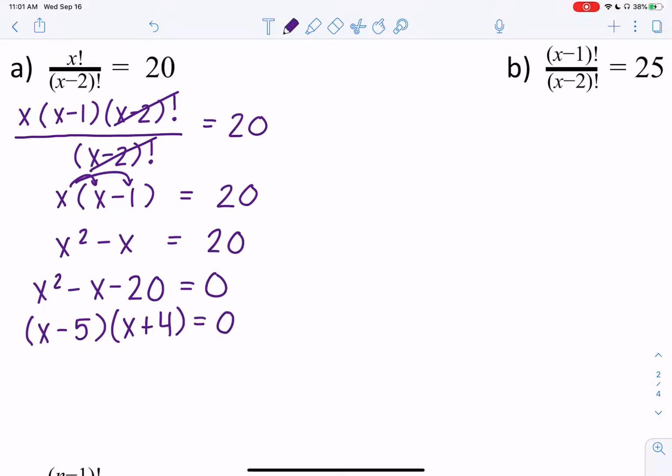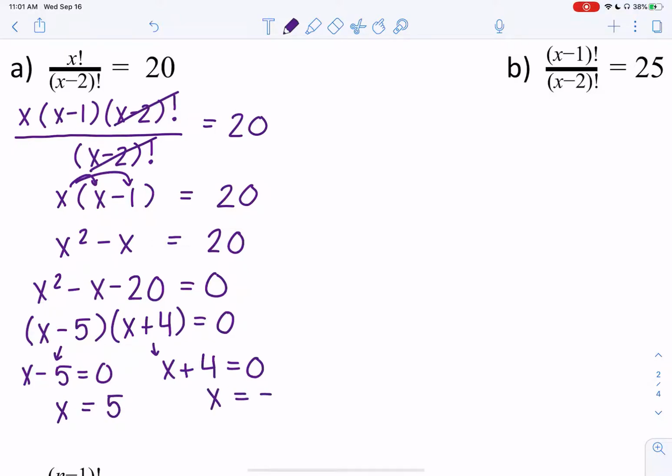And now I set both of these brackets equal to 0. x minus 5 equals 0, and x plus 4 equals 0. And I solve for x. So x equals 5, and x equals negative 4. Now we have two answers, but we only need one of them.